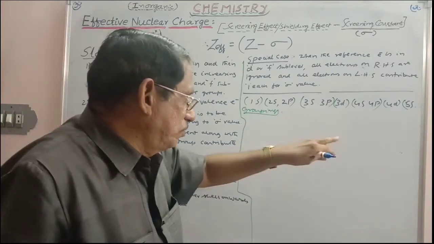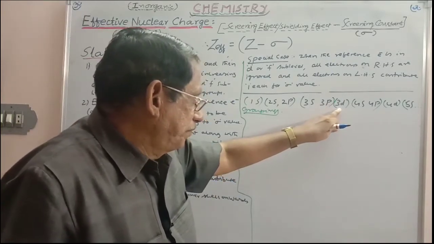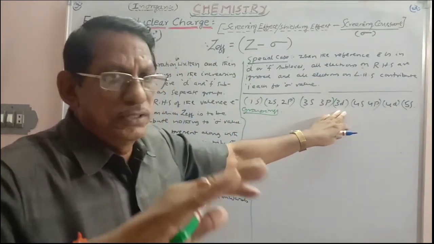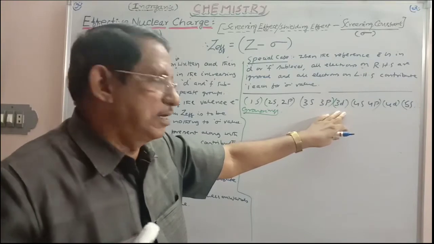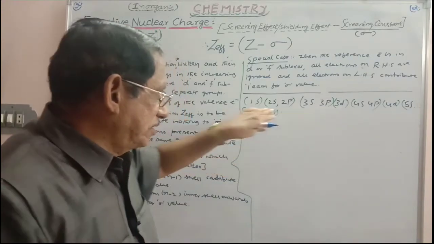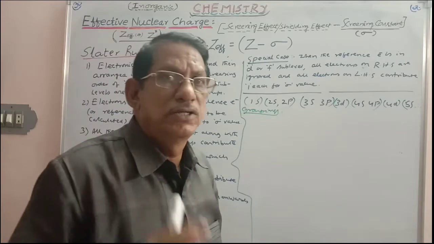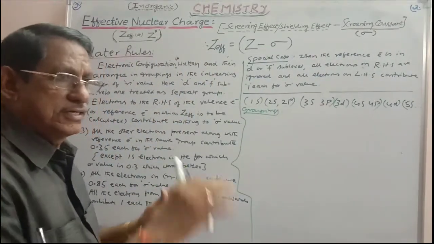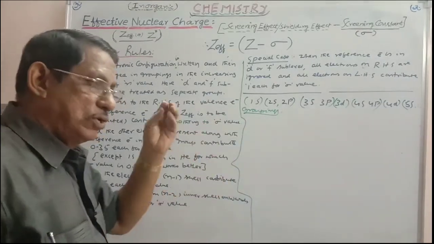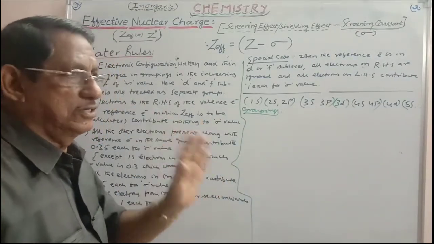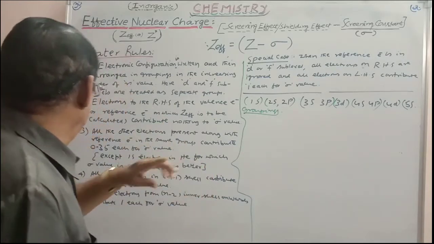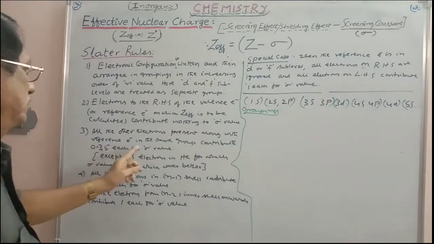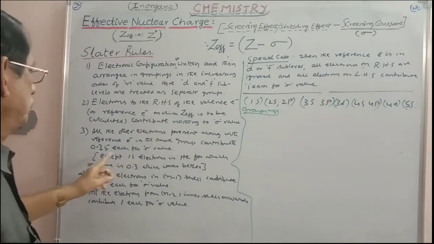Suppose you want to calculate for 3D. If at all electrons are there in the 4S, 4P, 4D, etc., all those should be removed. You should not consider them at all for calculating sigma. Electrons present on the left hand side are to be taken into account to calculate the sigma value. So on the right hand side of the reference electron or valence electron, electrons can be ignored. On the left hand side, all the inner core electrons must be taken into account to calculate the sigma value. Okay. All other electrons present along with the reference electron in the same group contribute 0.35 each.